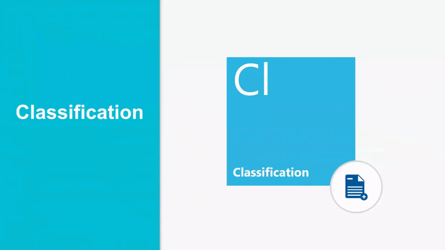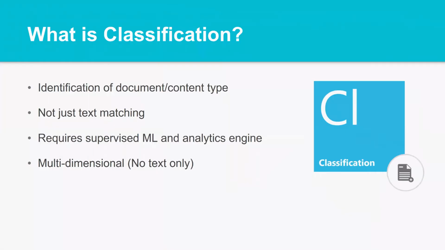Next in the stack is classification. In the tech world, this can mean different things, so let's define classification and what it means in the value stack. In the smart capture world, we use classification to define the type of document. Classification engines discriminate between driver's licenses, applications, passports, and do auto sorting.